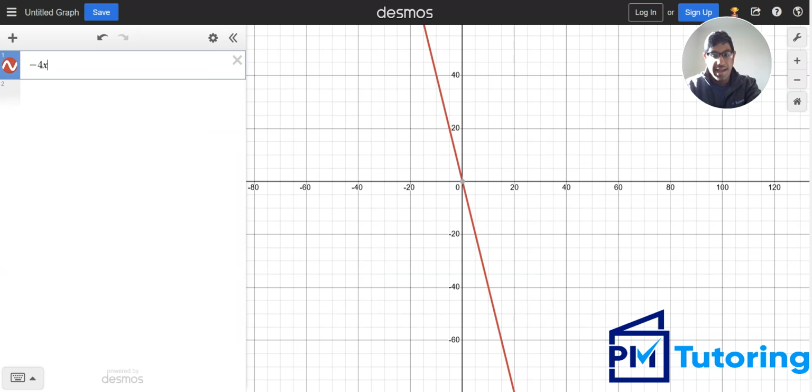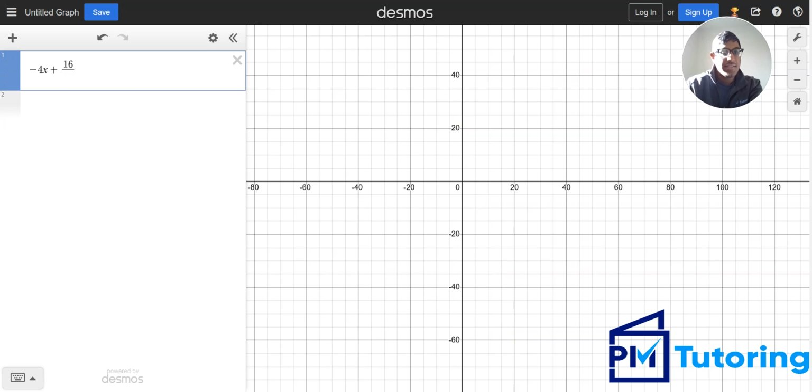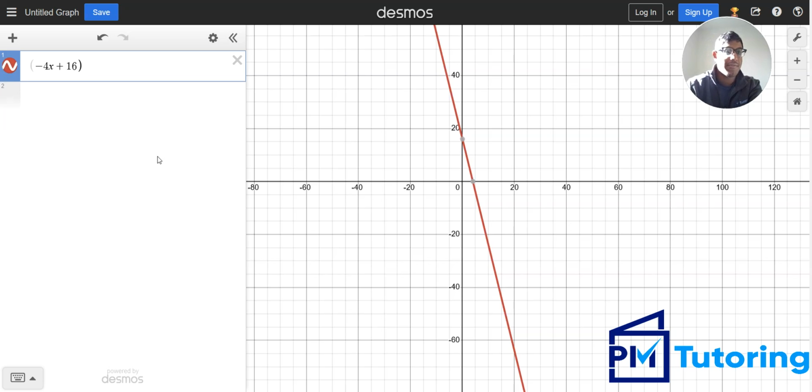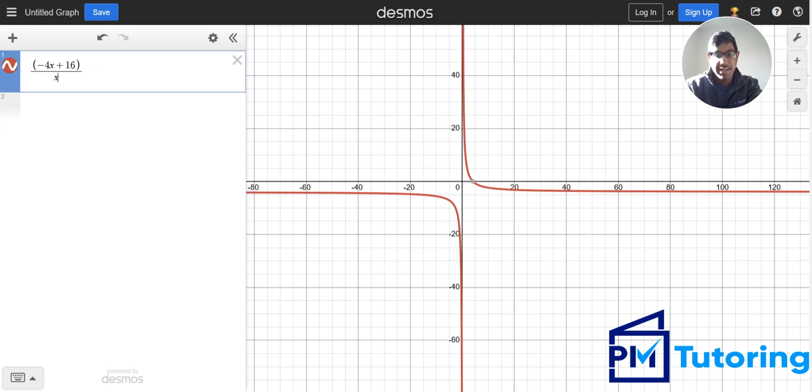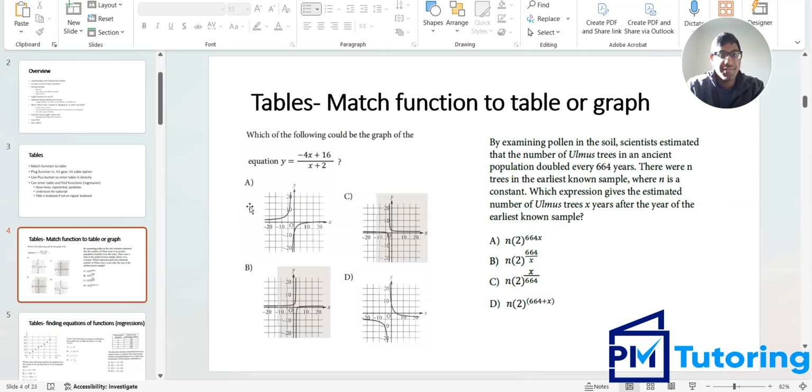We got -4x plus 16 divided by x plus 2, and we put the numerator in parentheses so we get the whole thing in the numerator. We can see from left to right, it starts by going downwards, then there's an asymptote, and then it goes downwards over here as well. So we realize that it can't be A because that goes upwards, and it can't be B, that goes upwards as well. So we're between C and D.